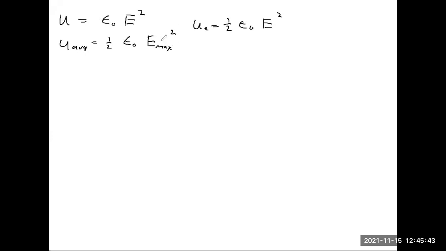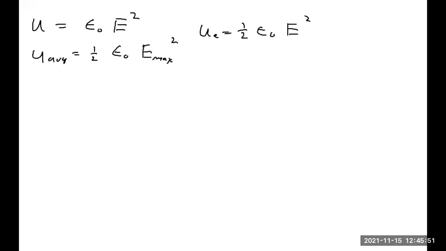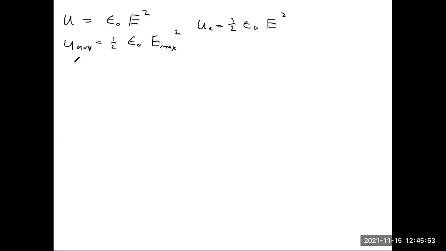Or E max, the amplitude of the electric field, can be used there. So we need to divide both sides by epsilon naught, multiply both sides by 2, and then take the square root.